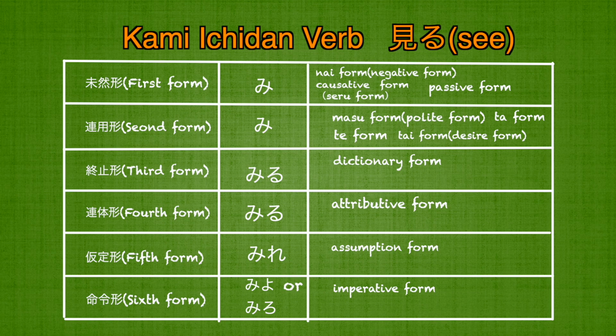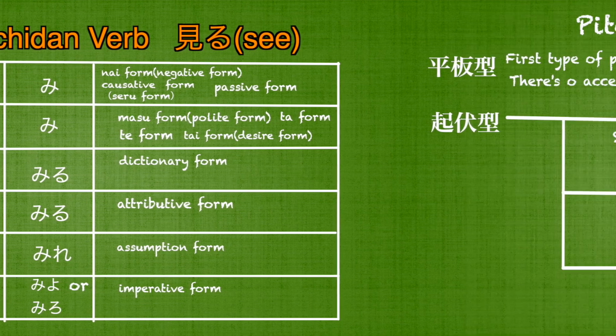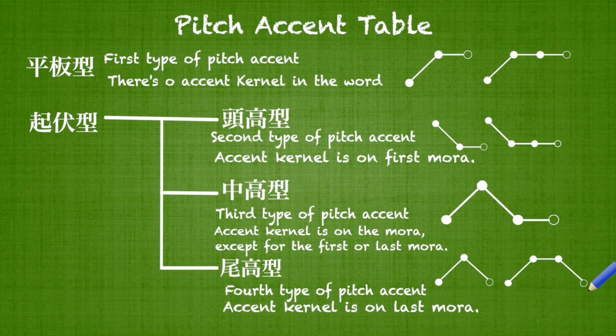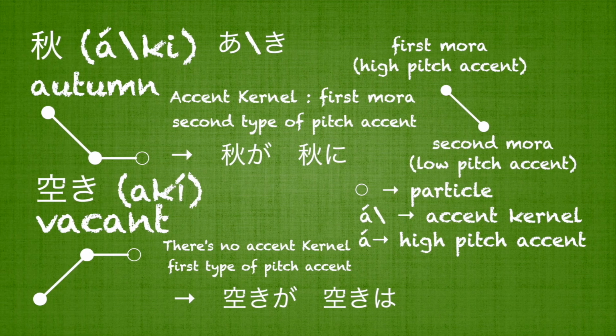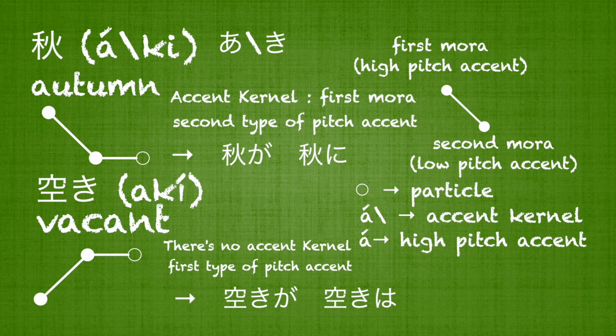Before we look at some examples of Godan verbs, we'll check the Japanese pitch accent. There are 4 kinds of pitch accent in Japanese. The first thing we need to remember is the accent kernel. The accent kernel is the sound just before the pitch suddenly drops. The type of pitch accent changes depending on where the accent kernel is located.